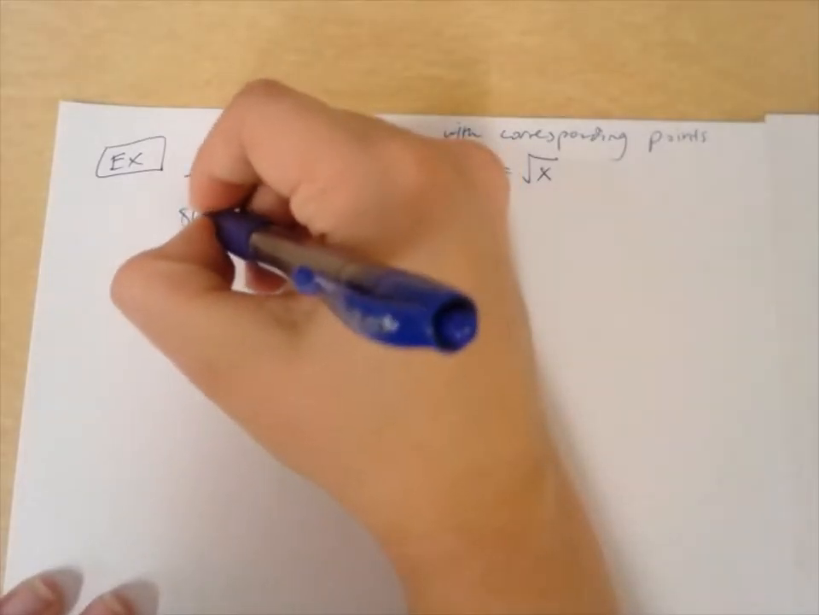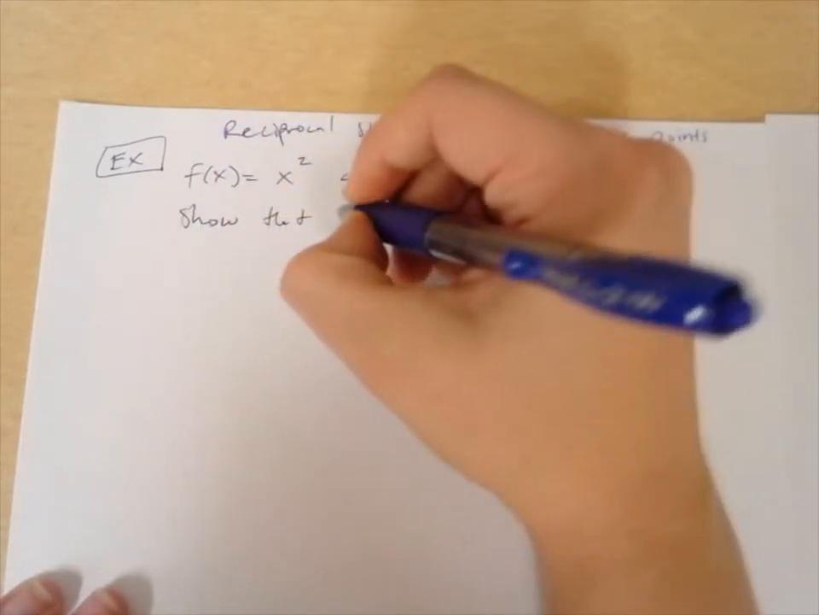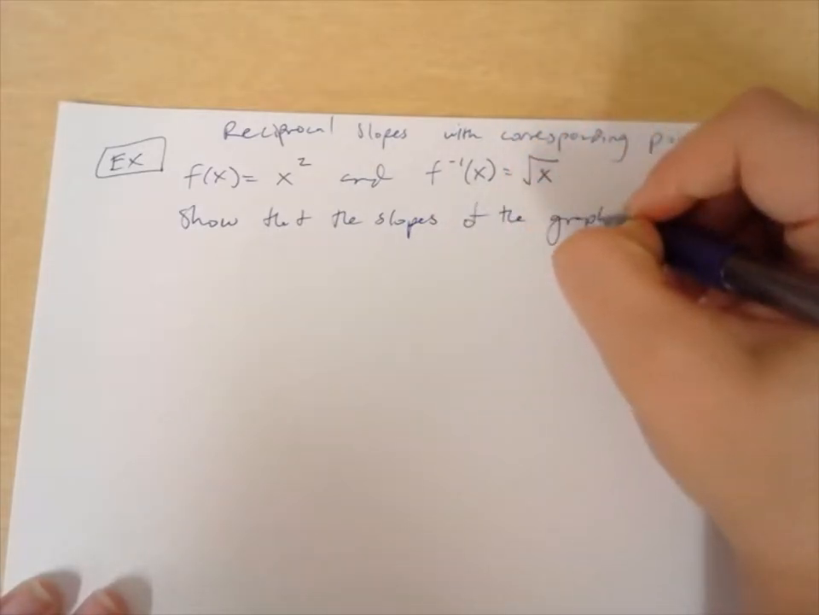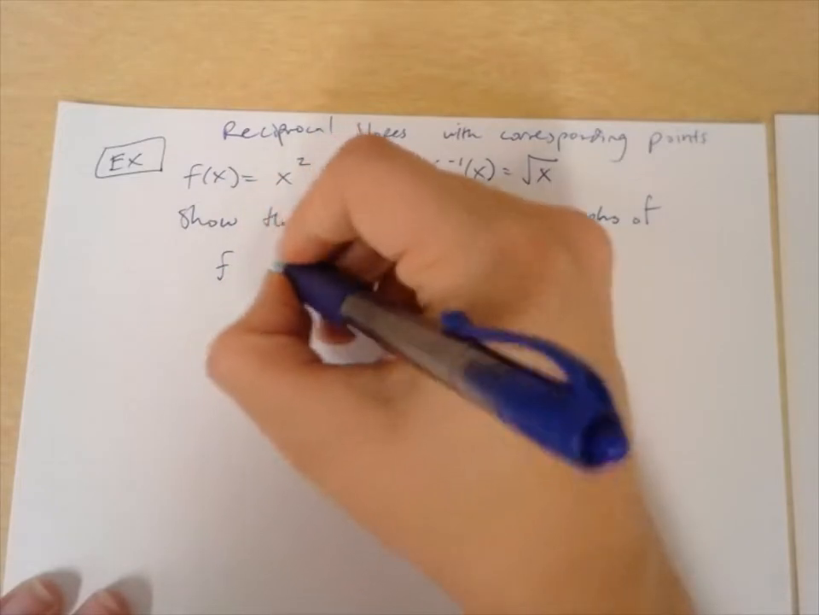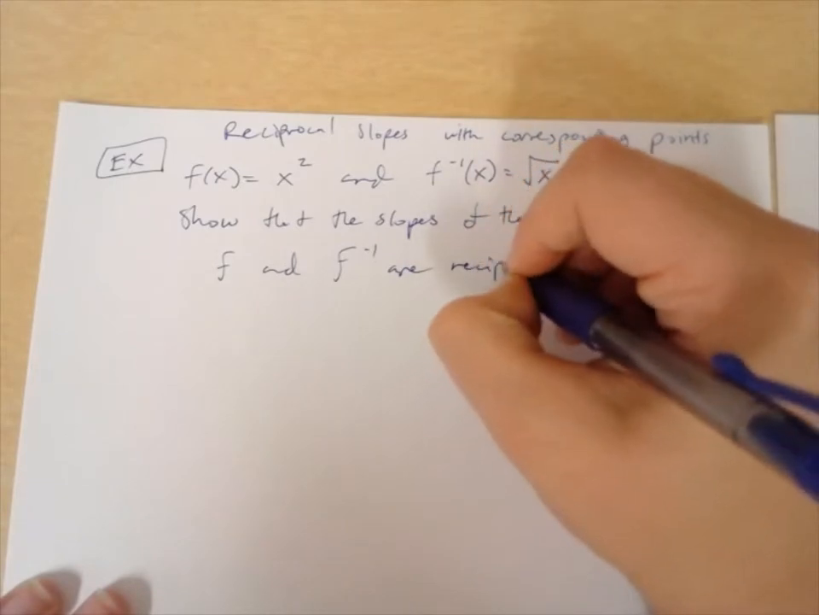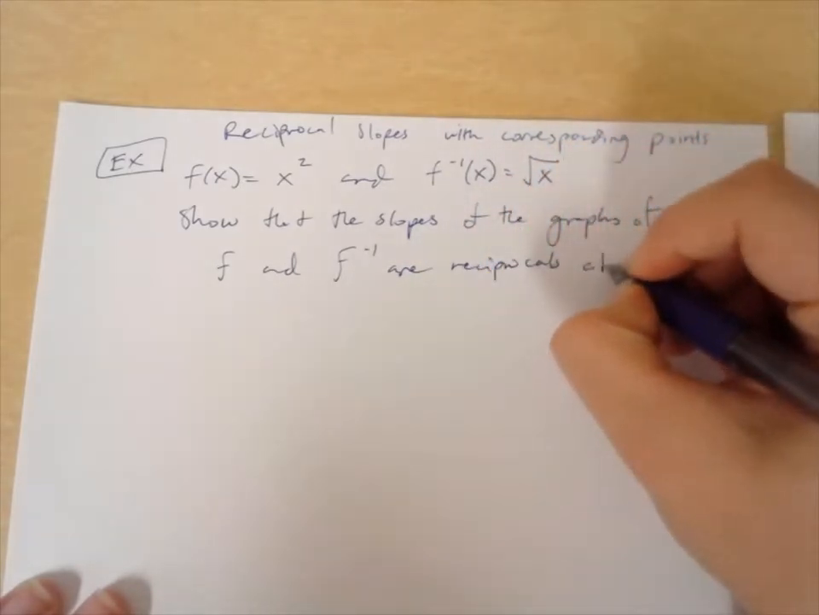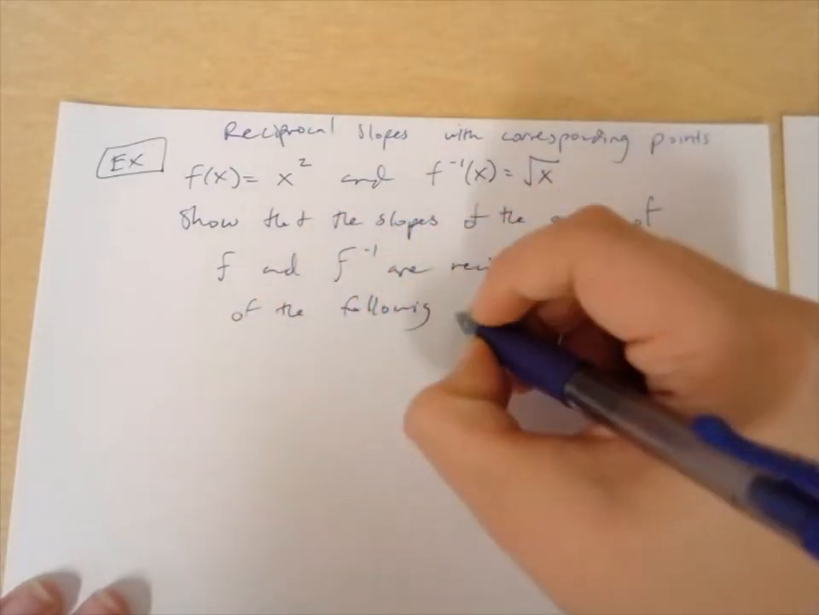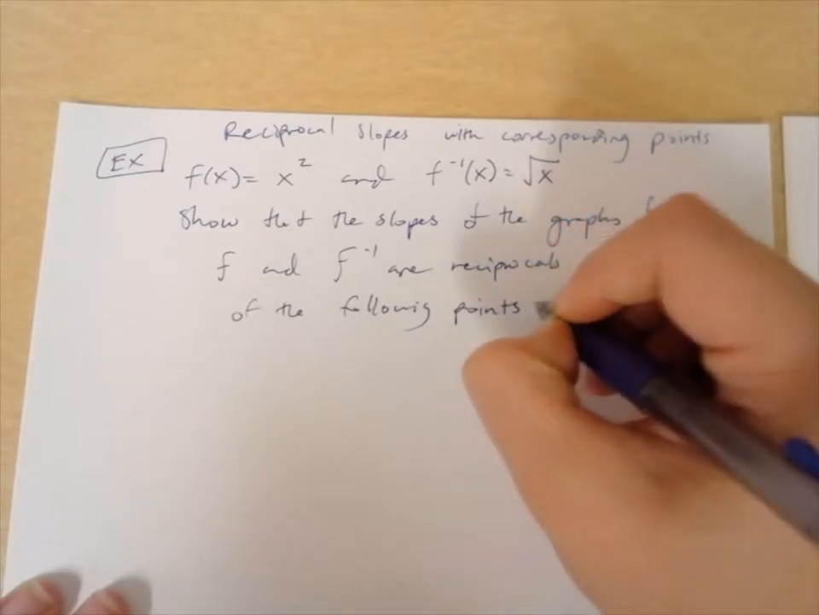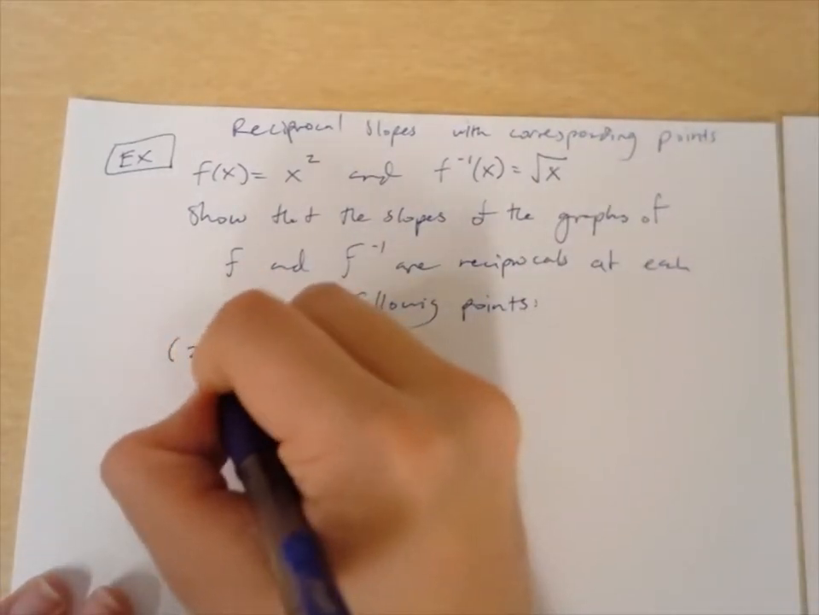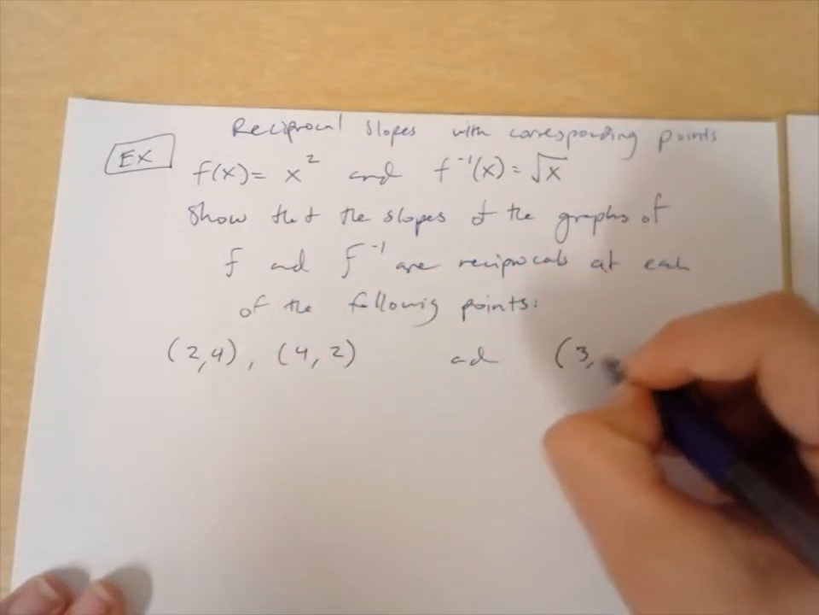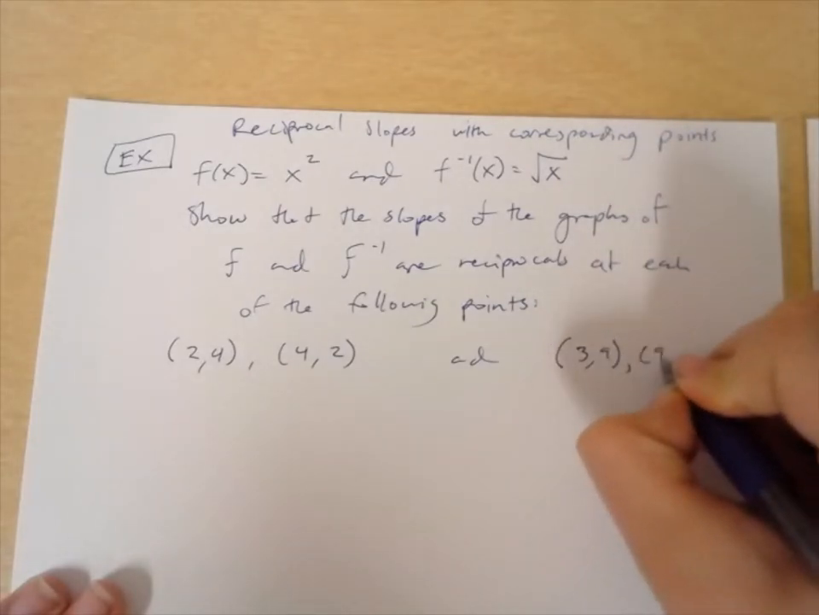What we're going to be asked to do is show that the slopes of the graphs of f and its inverse are reciprocals at each of the following points. At (2, 4) and (4, 2), and at (3, 9) and (9, 3).